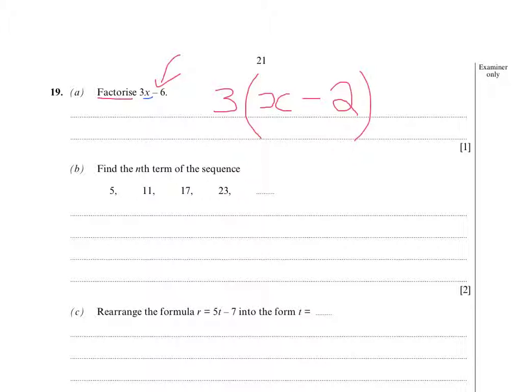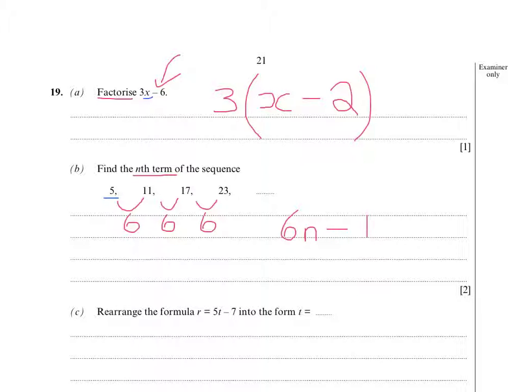For part B then, we're asked to find the nth term of the sequence. So what we look for first of all is the gap between each of our terms. So the gap here is 6, and here is 6. So we know that the gap is the number that always goes in front of the n. So 6n is the first part of our nth term. So if I times 6 by 1, 6 times 1 is 6. How do I get back to a 5? Well, I take away 1.